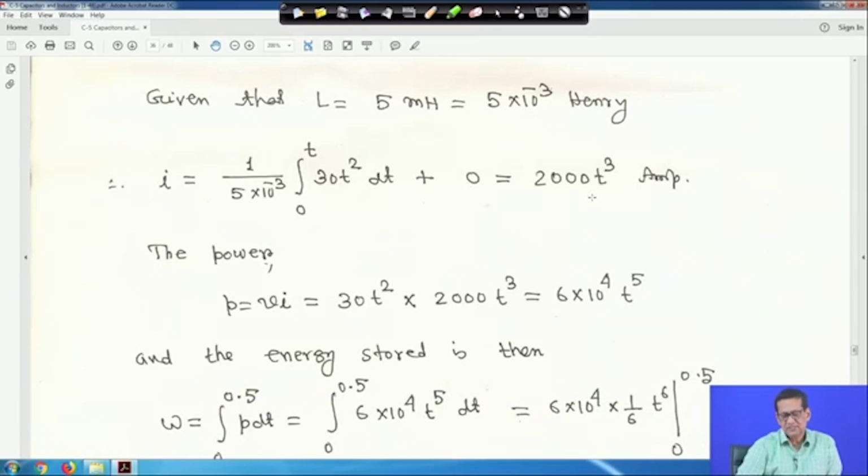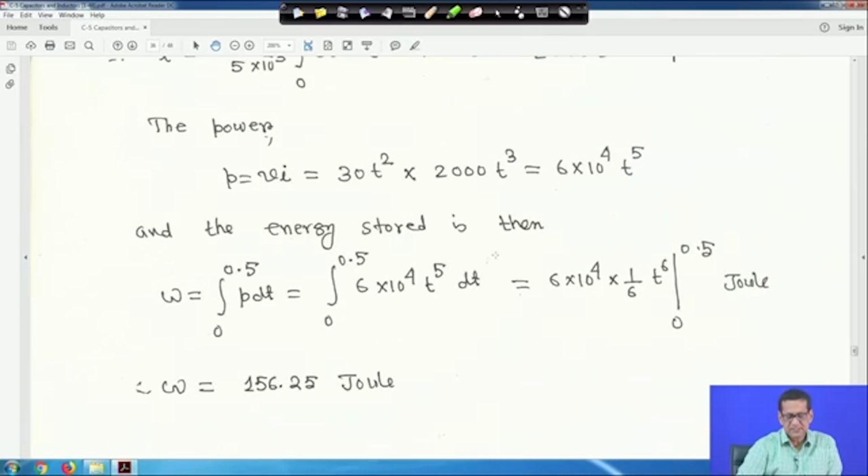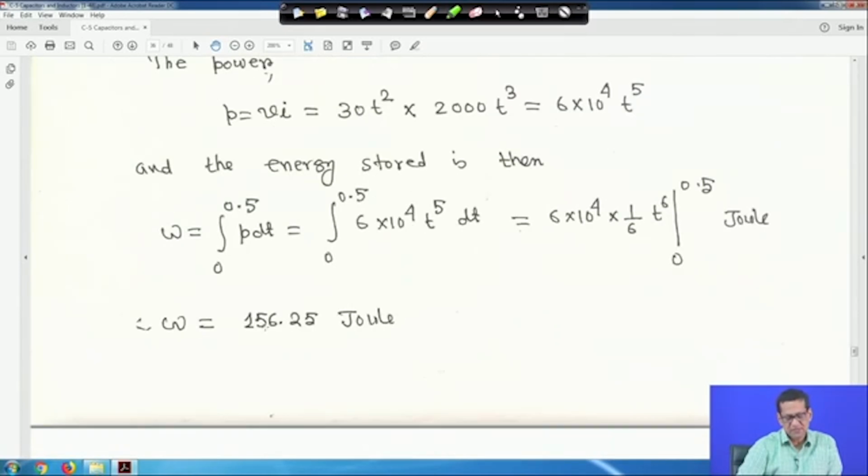So, it is 2000 t cube ampere. So, the power P is equal to V I, V is 30 t square into 2000 t cube, it is 6 into 10 to the power 4 into t to the power 5, right, and the energy stored has been asked between 0 and 0.5. So, integrate P dt from 0 to 0.5, where P is 6 into 10 to the power 4 into t to the power 5. You substitute here and integrate, you will get W is equal to 156.25 joule, right.